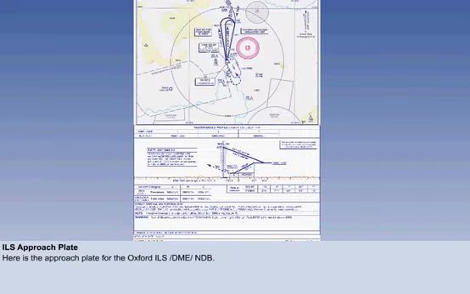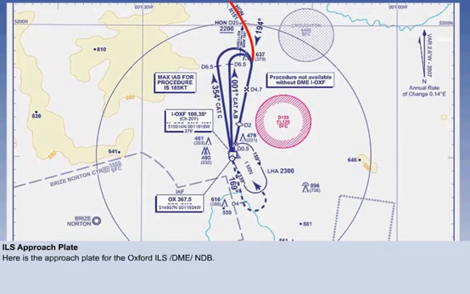The information required to be able to fly an ILS approach is contained in an approach plate for the airport. Here is an approach plate for Oxford's ILS DME NDB for runway 19. It is possible to make a straight-in approach from the north, but coming from the south requires a procedure turn, which is slightly more difficult.